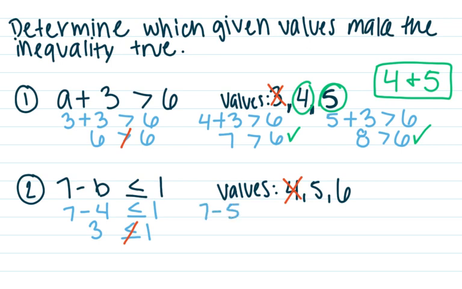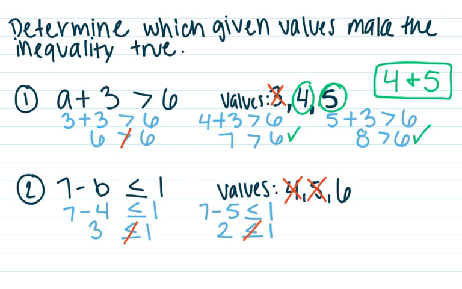7 minus 5, that's our next value on the list, is less than or equal to 1. What is 7 minus 5? Well, that is 2. Is 2 less than 1? No, it's not. Is 2 equal to 1? No, it's not. So this is not a true statement, and 5 does not work.